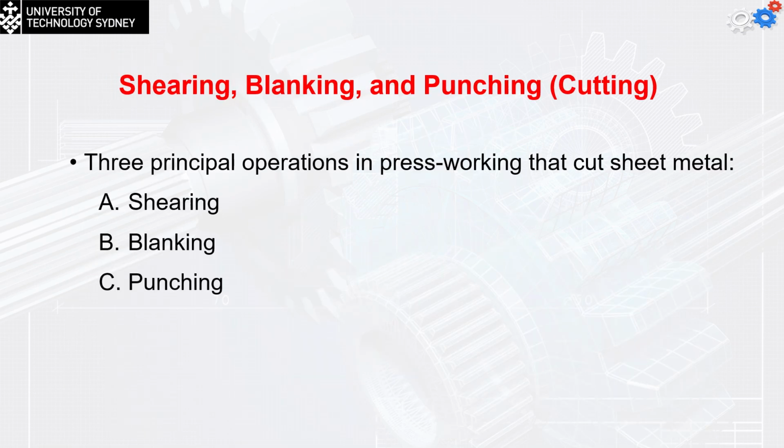So we have 3 principal operations in the press working that cut the sheet metal, which are the shearing, the blanking, and the punching.